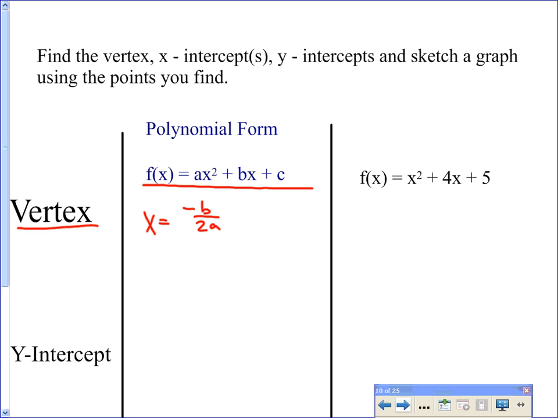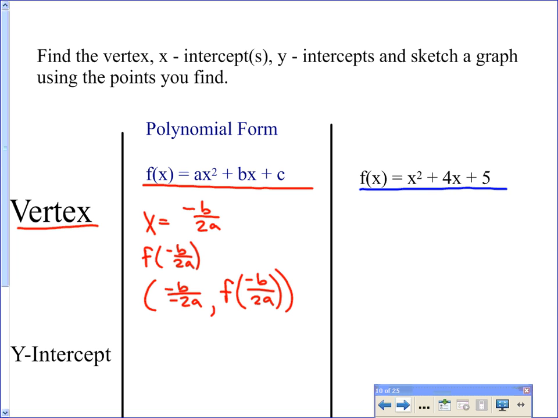All right, and then once you know the x coordinate of the vertex, you just plug that in for x to find your y. So you do f of -b over 2a, and that's going to give you your y value. So the vertex ends up being, the x value is -b over 2a, and your y value is f of negative b over 2a. Now, that might be a little difficult to understand, so let's just try it here.